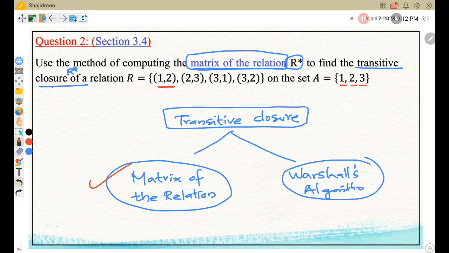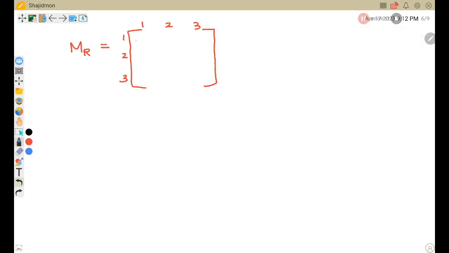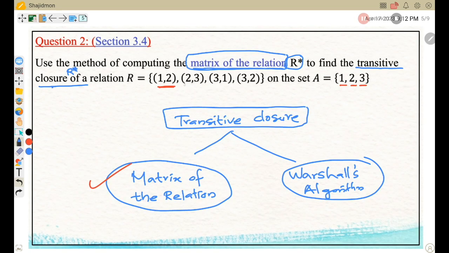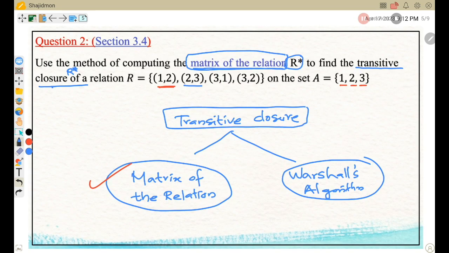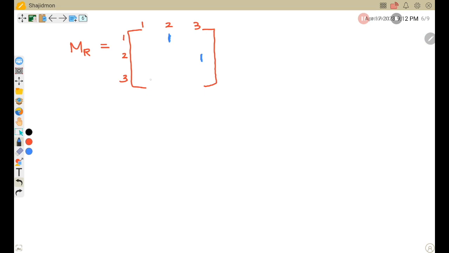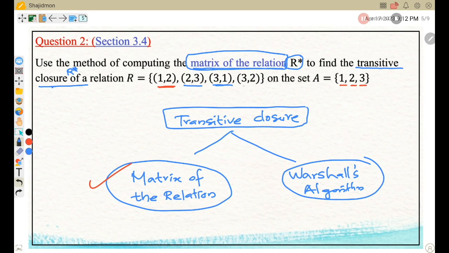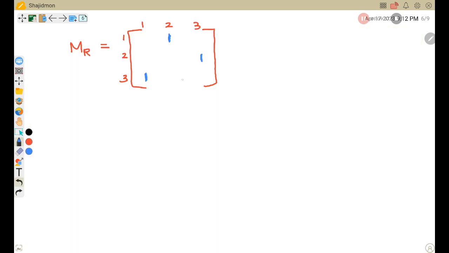The first element is (1,2), so in the 1,2 position I can put 1. The next element is (2,3), so in the 2,3 position I can put 1. Then the next one (3,1), so in the 3,1 position I put 1. Then the next one is (3,2), so in the 3,2 position I put 1 here. All remaining positions we put 0. So this is the matrix of the relation, correct? MR equal to the matrix of the relation equal to 0 1 0, 0 0 1 and 1 1 0.